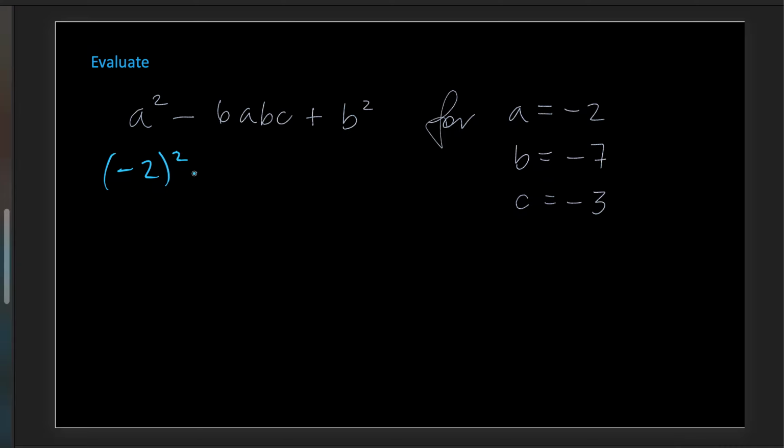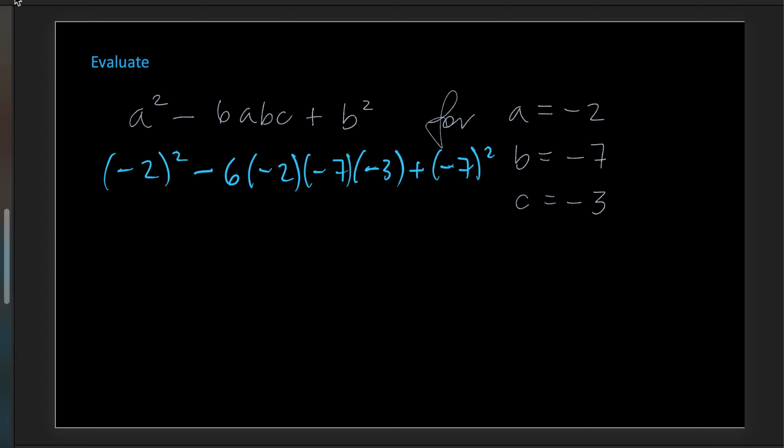So then subtraction sign and 6. Now I've got a, b, c. That means a times b times c. So negative 2 times negative 7 times negative 3 plus b squared. So b is negative 7, so I've got to make parentheses around that to show that all of that is squared. So here's our expression with everything plugged in.